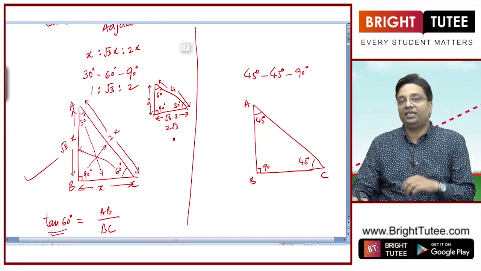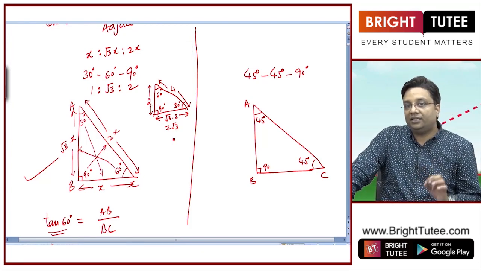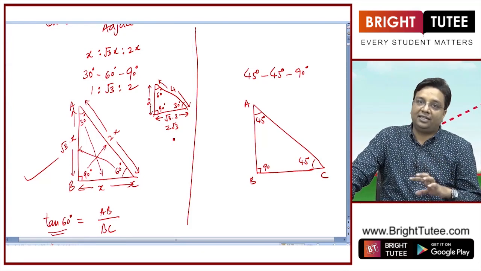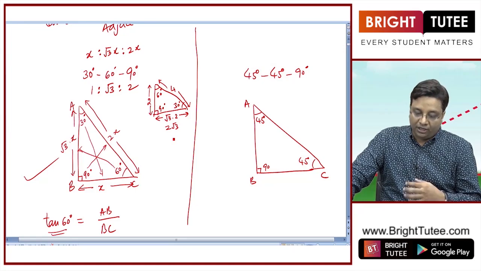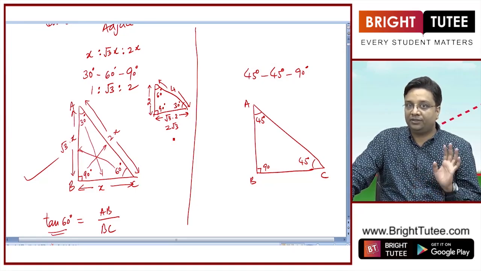So, you can directly comment about the other sides if you know that the triangle is a 30, 60, 90 triangle and you know one of the sides, right. In a competitive examination, you can do it really fast if you know this fundamental.